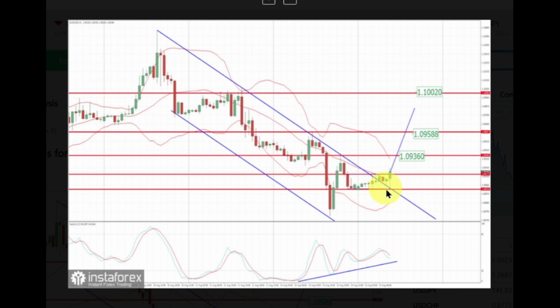Upside objectives are set at the price of 1.0936, 1.0960, and 1.1000. Stochastic oscillator is showing bullish divergence in the background, which is another good confirmation for the further upside movement. Intraday support is set at the price of 1.0900.